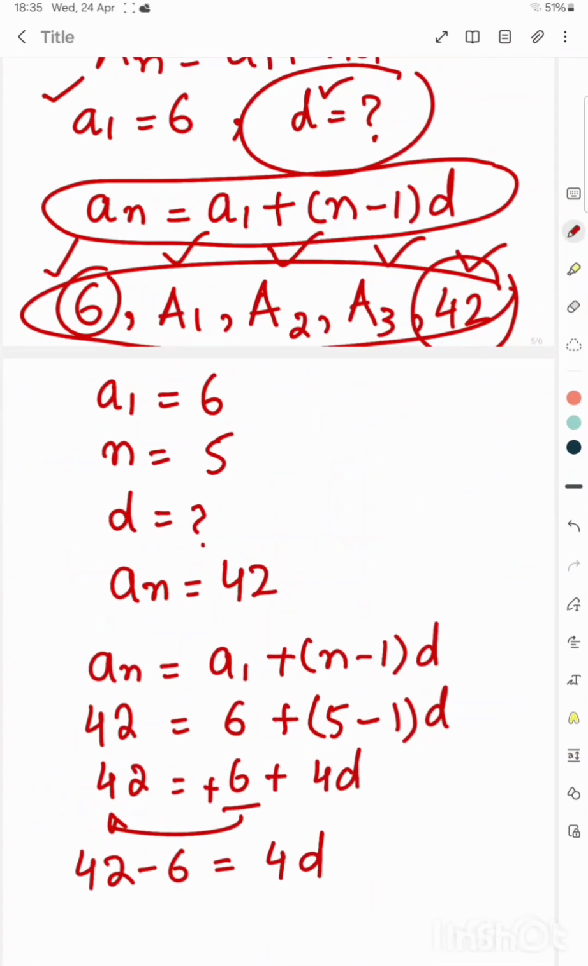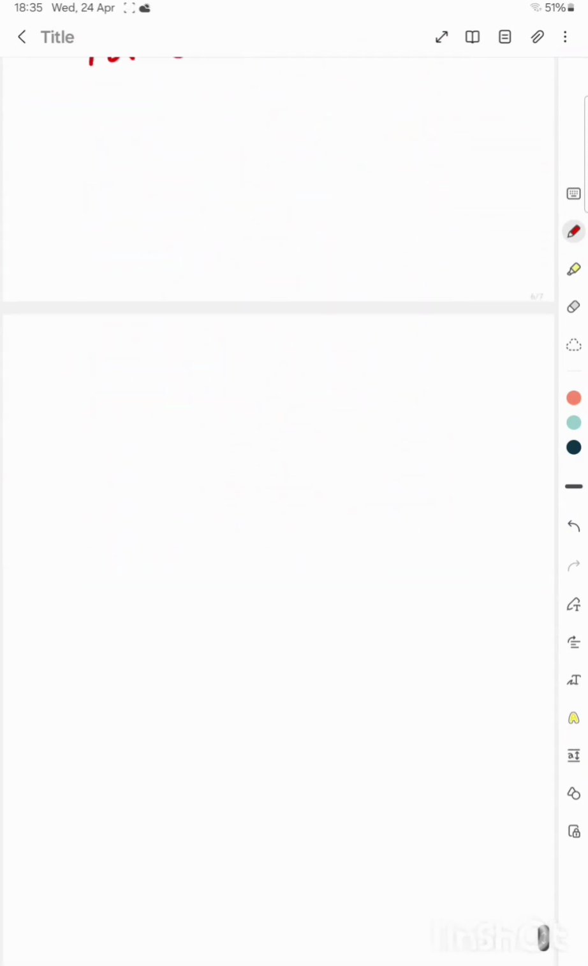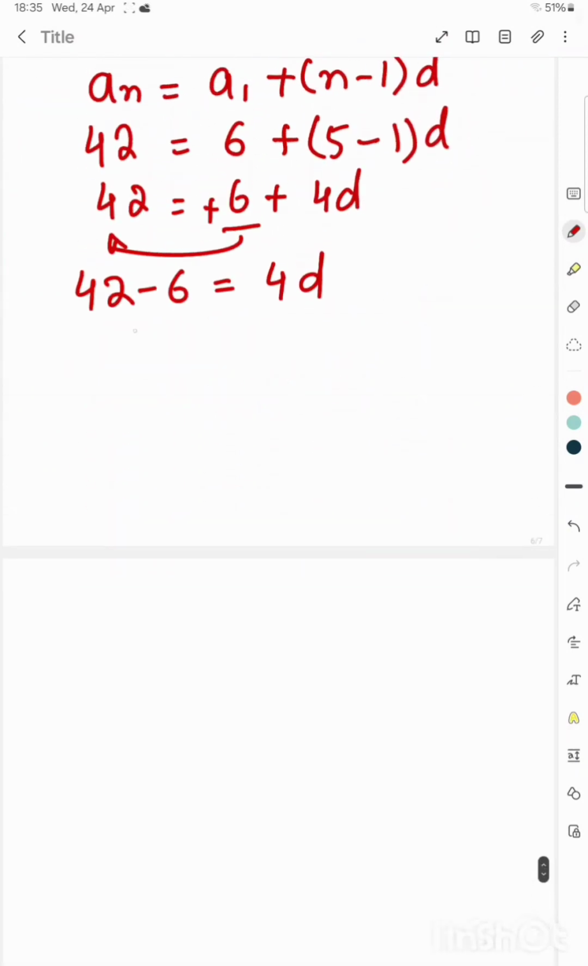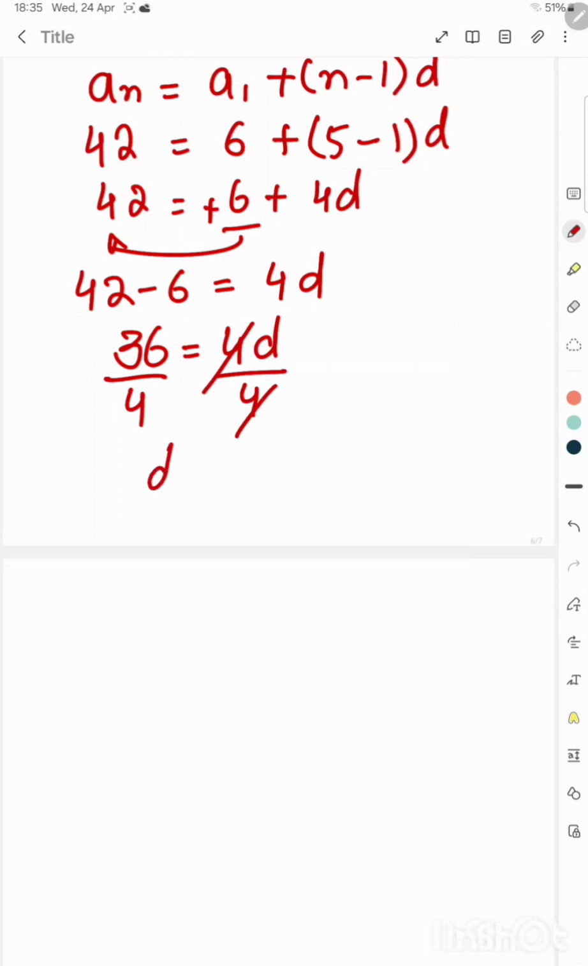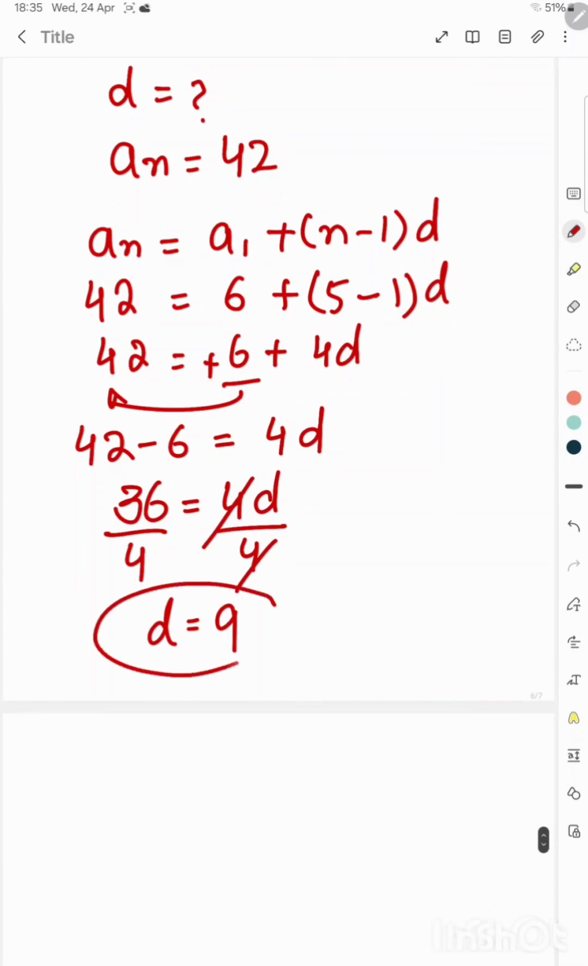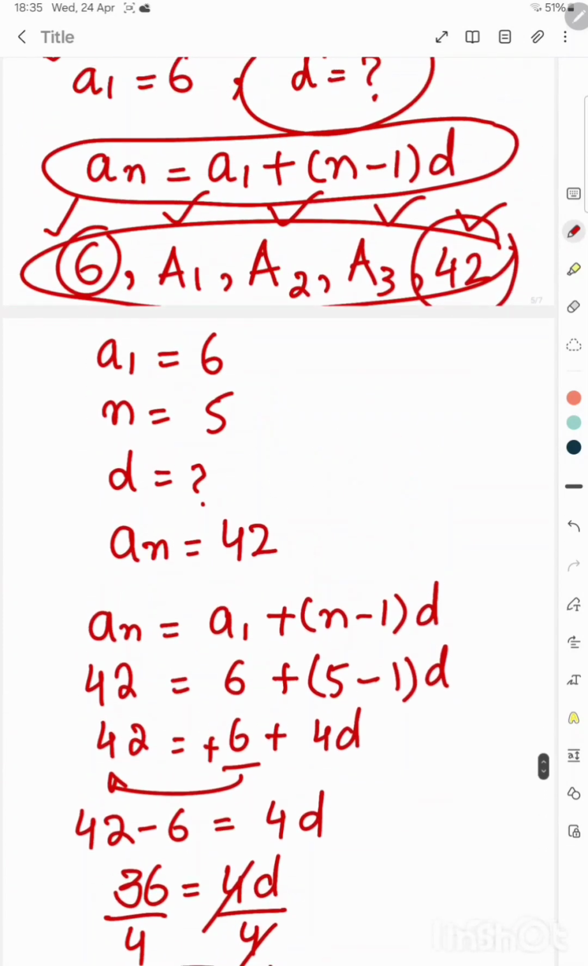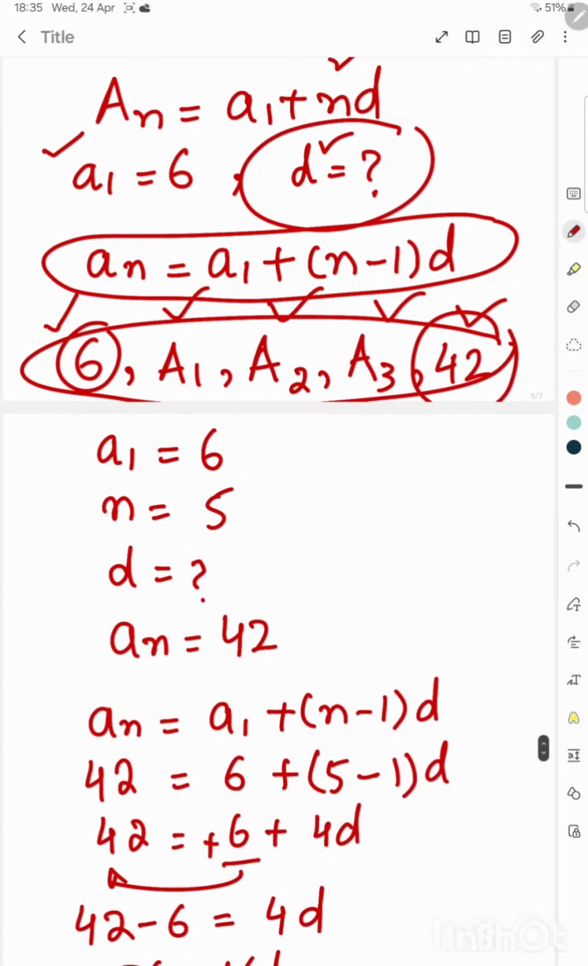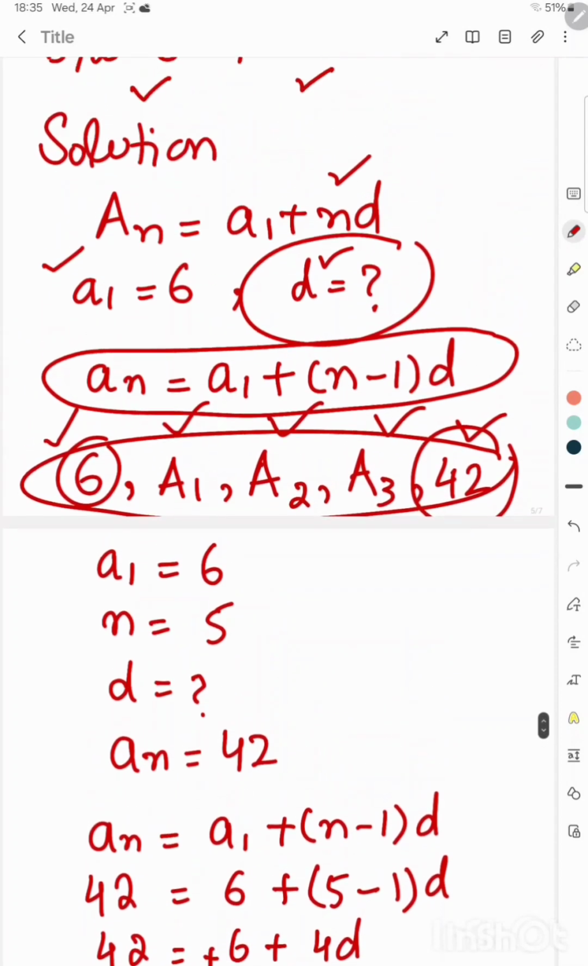Okay, plus 4d. So here we will get 36 is equal to 4d. Now again, as we have to find the value of d, just divide by 4 on both sides of the equation and we will get d is equal to 9. So we get all the values, that is d and a1, an, all values are given.